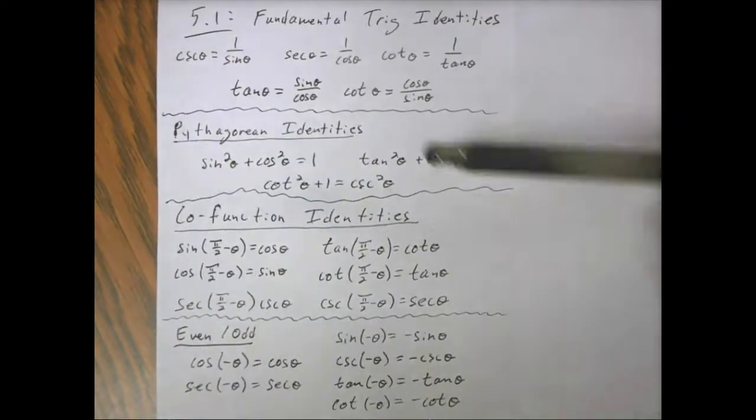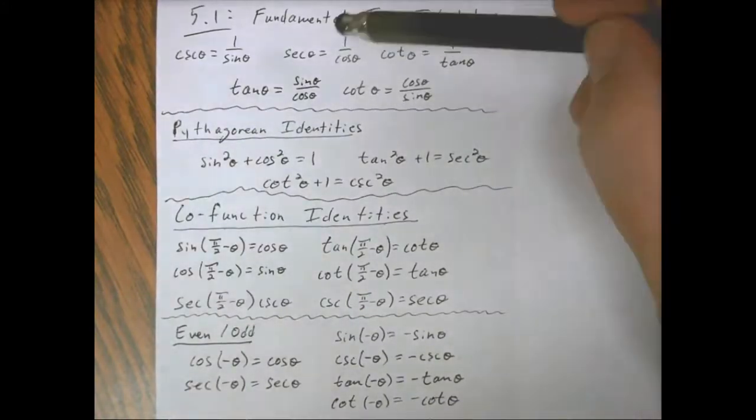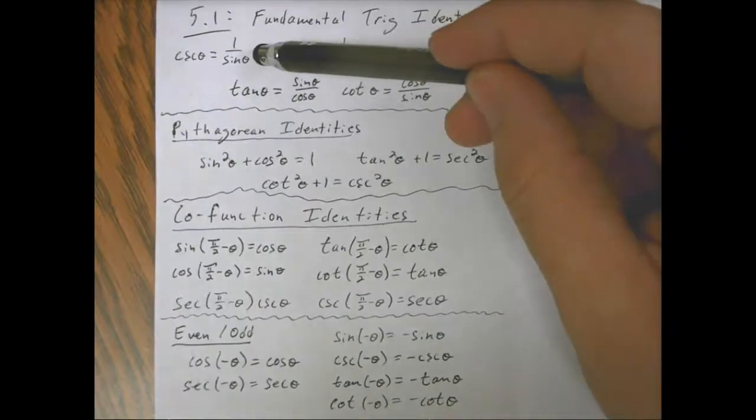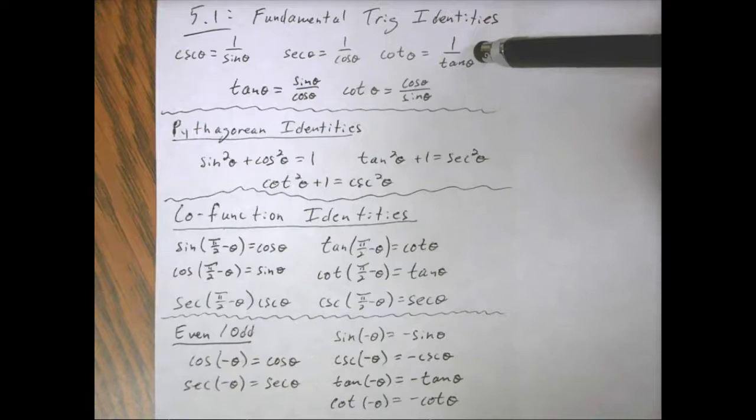cofunction identities. You should already know that tangent is sine over cosine and cotangent is cosine over sine. These are also by the same thing. Cosecant, the reciprocal, is 1 over sine. Secant, 1 over cosine. Cotangent, 1 over tangent. Notice they all go together.